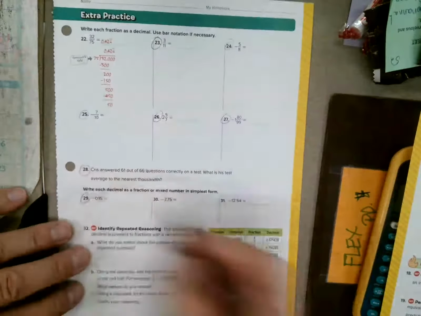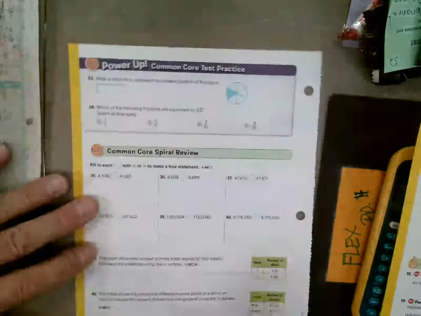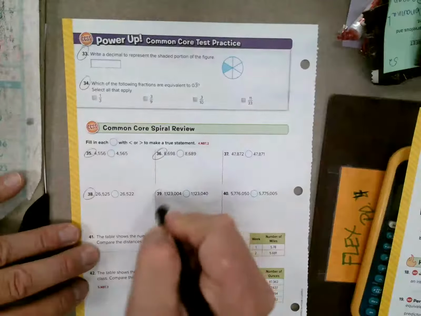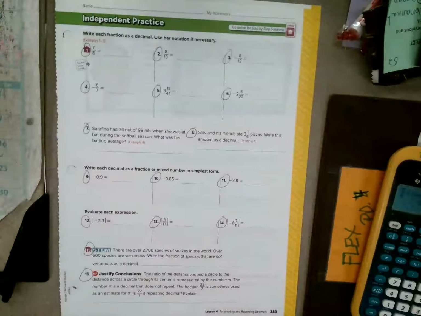Again, calculator, calculator, calculator. If you don't have a calculator, don't even try to do it, because it would take you hours to do this. That's why I've given you a calculator and supplied that. All right, so we're going to go ahead and jump to this page, which is right here.